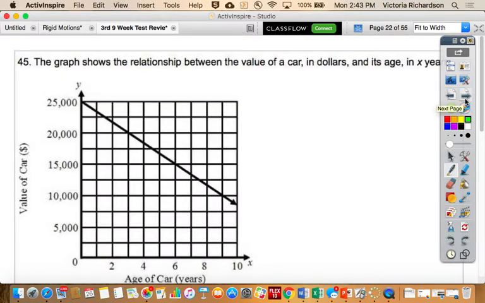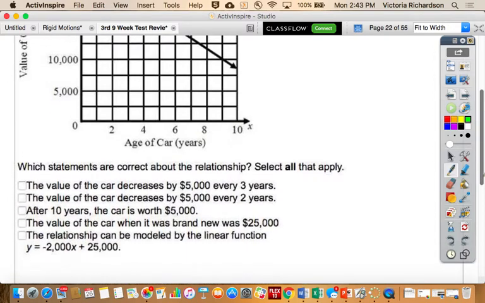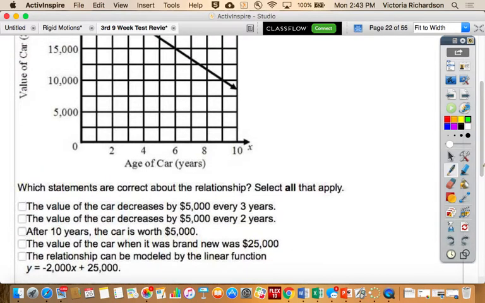The graph shows a relationship between the value of a car in dollars and its age in years. So you're comparing the value to the age. Which statements are correct about the relationship? Select all that apply. So it says the value of the car decreases by $5,000 every 3 years. So we need to look at what our rate of change is.